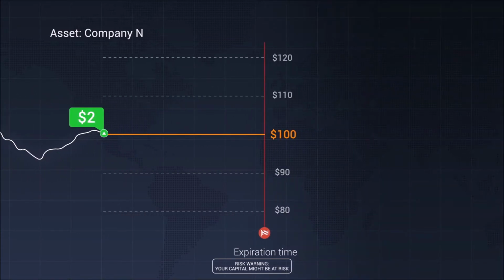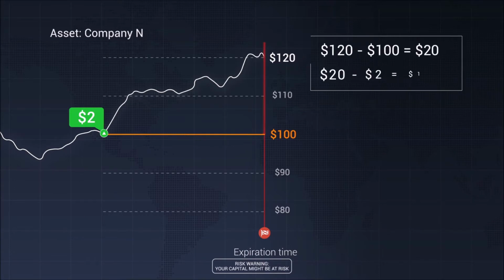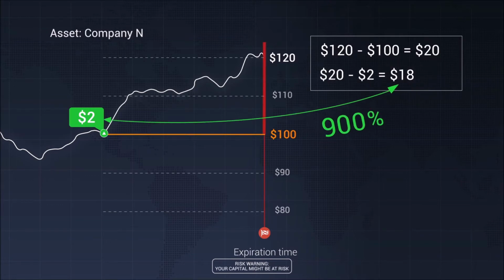Scenario 1. The share price increases to $120 in the given time period. In this case, the buyer can exercise the option to buy shares at $100 and immediately sell them for $120, earning $20 minus the $2 that was paid for the option, for a total profit of $18. This is 900% of the $2 investment.